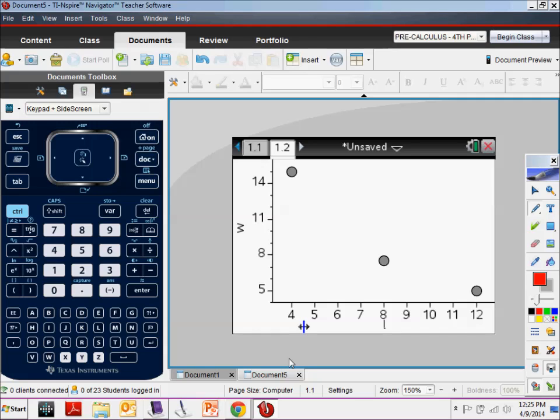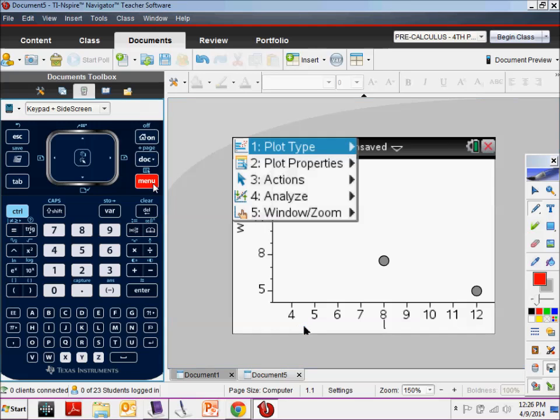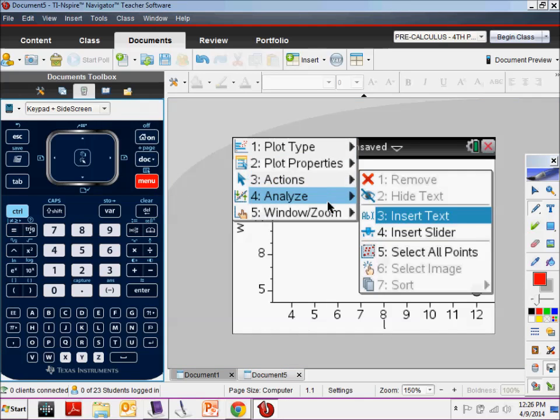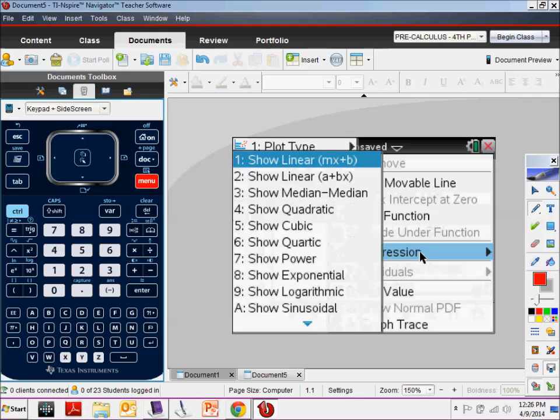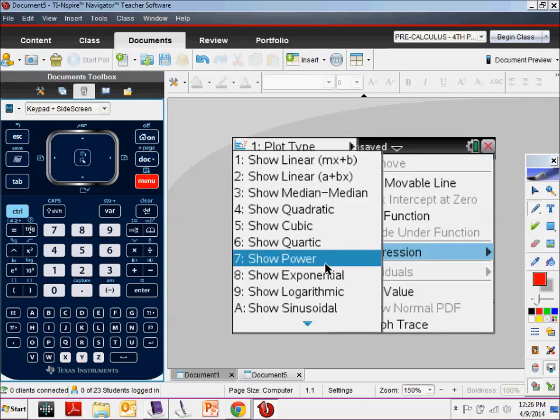It could be an F. What about a power function? I told you, remember? So this is a power function.